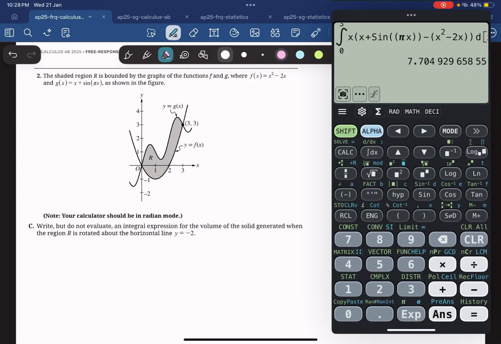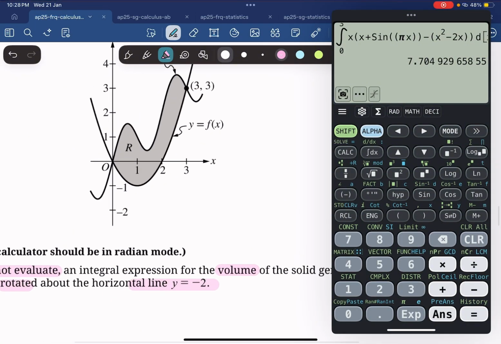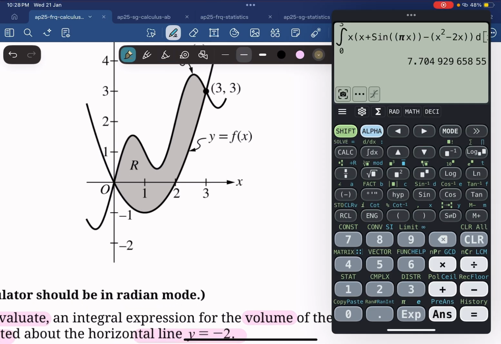Write but do not evaluate. So this is a very easy question. Write but do not evaluate an integral expression for the volume of the solid when the region is rotated about the line y equals -2. Let's draw the line y equals -2. Here it is. This is the line y equals -2.